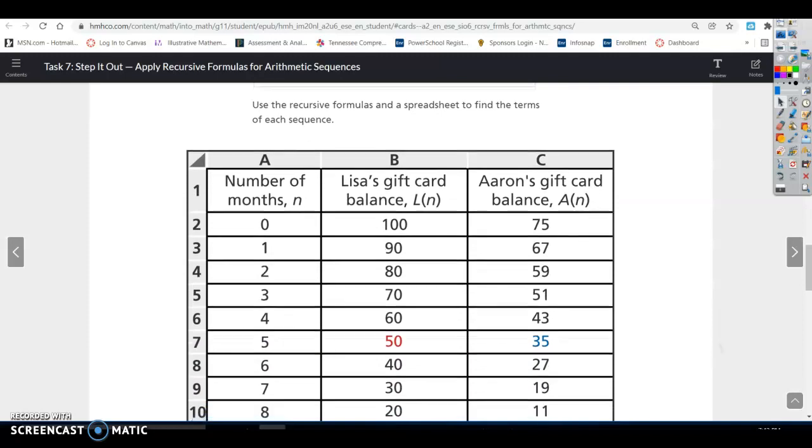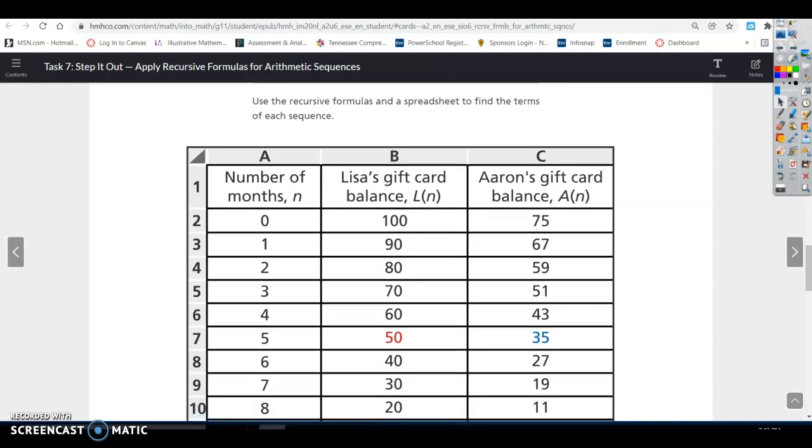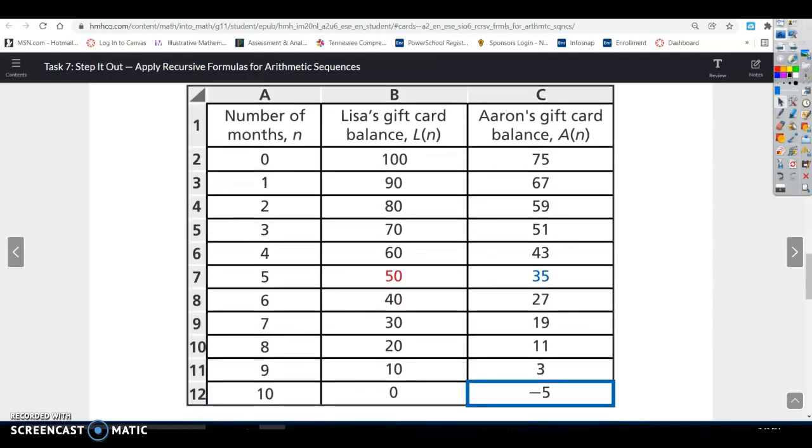All right, so it says use the recursive formulas in a spreadsheet to find the terms of each sequence. So you can see that Lisa's beginning balance was $100, and that was in month 0. That was her beginning balance. And each month it went down by $10. Aaron's was $75 originally, and his went down $8 per month. Okay, so you can see month 5, they ask after 5 months how much each had. So one had 50 and one had 35.